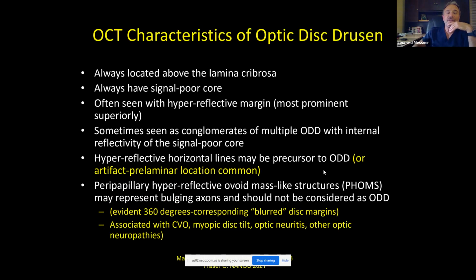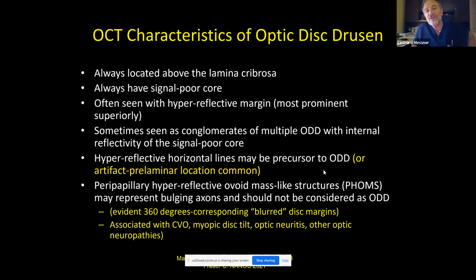So, optic disc drusen characteristics. These are what were published several years ago by the Optic Disc Drusen Studies Consortium, and I'm going to read them for you. Number one, they're always located above the lamina cribrosa. Two, they always have a signal-poor core. Three, they're typically seen with hyperreflective margins, usually on the superior portion of the drusen. Four, they can present as both individual as well as multiple aggregates.